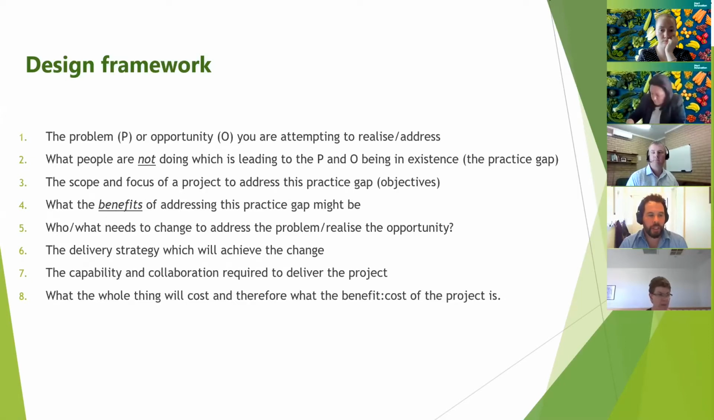The second thing is we need to clarify what people are not doing, which is leading to the problem or opportunity being in existence. And we call this the practice gap. In extension, we talk about practice change. We can't talk about change if we don't have a before and after understanding of what change we're trying to address. So we've got to clarify that at some stage. And again, that's something we don't necessarily do in extension. We need some sense of scope and focus within a project to address the practice gap. I just refer to these as objectives. What's the change you're trying to bring about? With who? And again, often we talk in terms of all farmers, all regions, all industries, and we don't have a really clear sense of which bit. How do we scope this piece of work up?